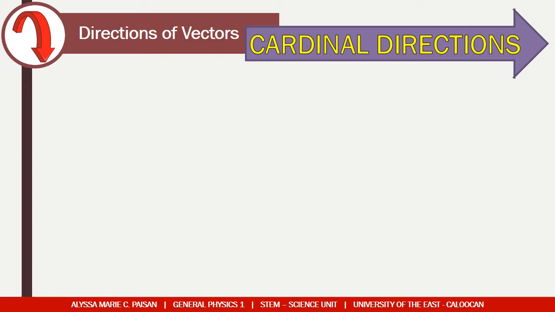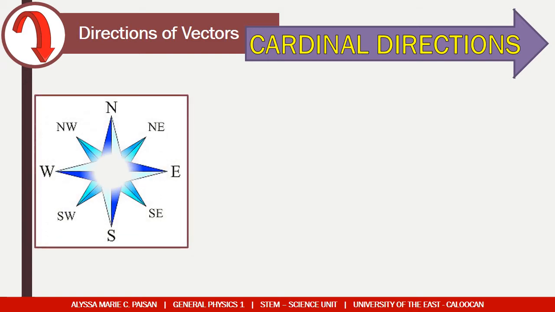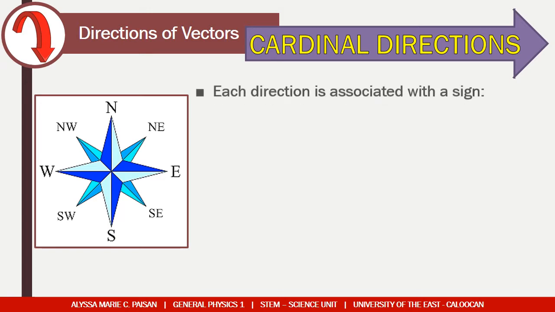Let's have the cardinal directions first. When we say cardinal directions, these are the directions that you will see in the compass or in the map. That's basically the north, east, south, west, and then the directions that have them in phrase. Okay, so basically we can categorize the cardinal directions as primary, secondary, and tertiary directions. Now we're going to start with the primary directions.